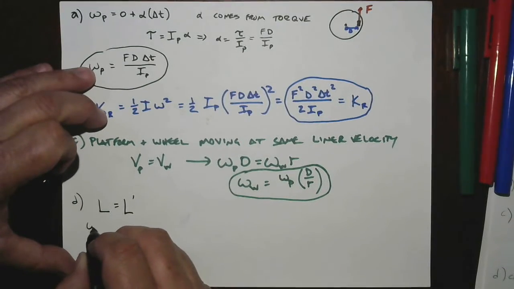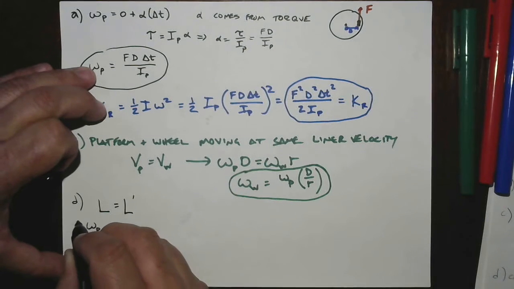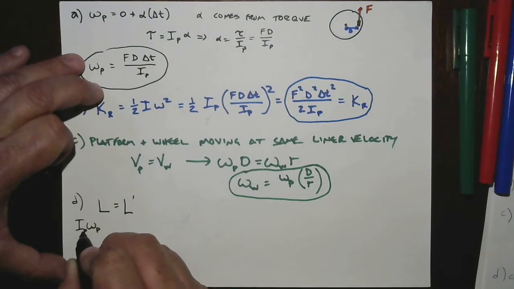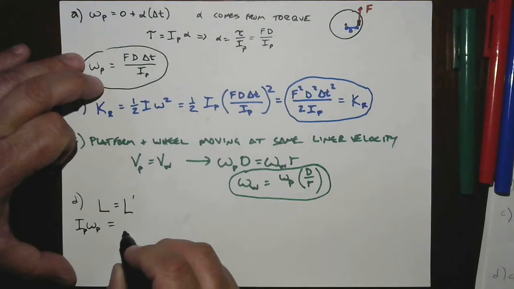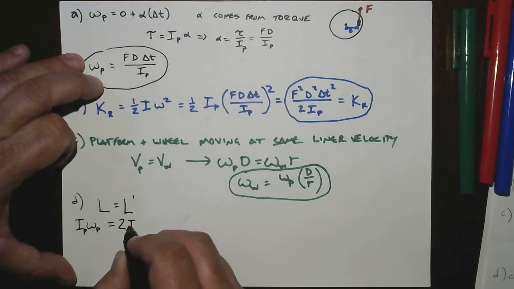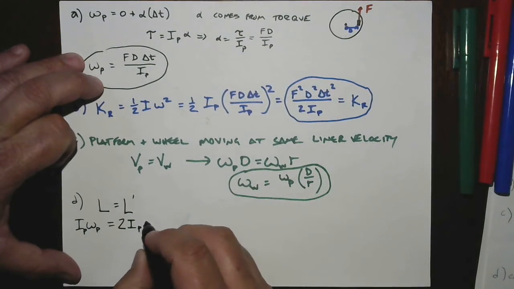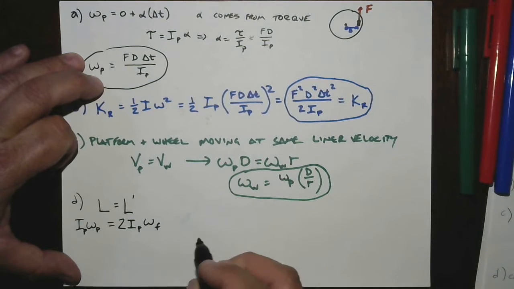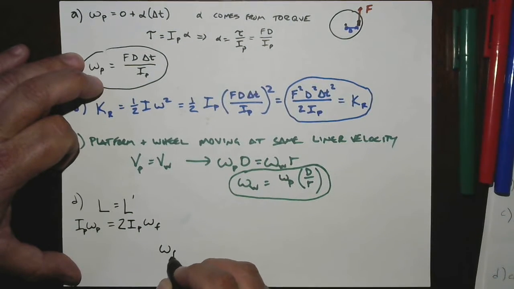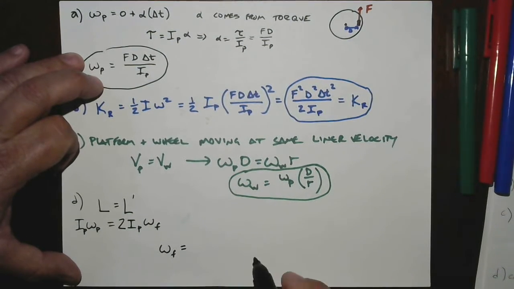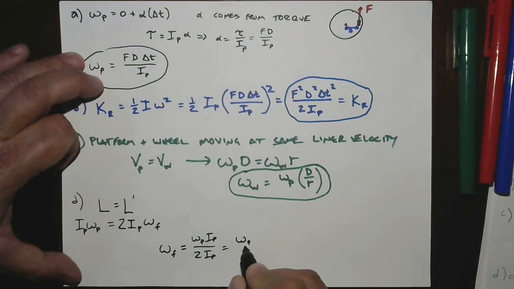Omega P, which is the original speed, times IP, which is the original moment of inertia, is going to equal the new moment of inertia, which is twice IP plus IP, times omega F. This couldn't be more trivial. Omega F is going to be equal to omega P IP over 2IP, giving us omega P over 2 equals our omega F.